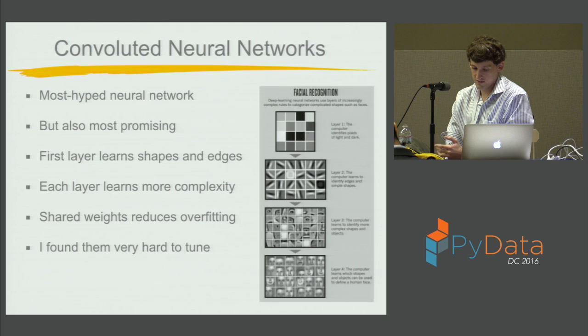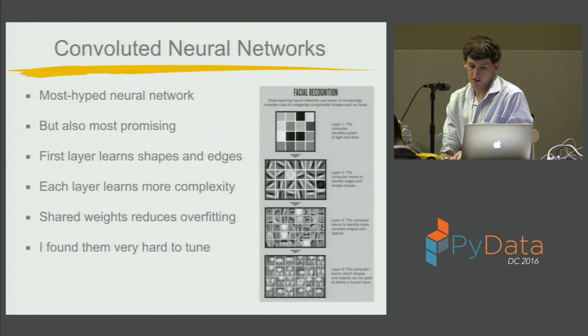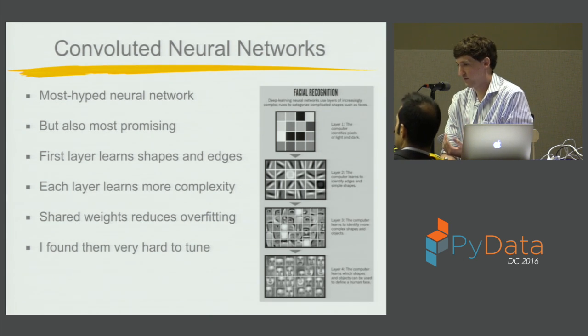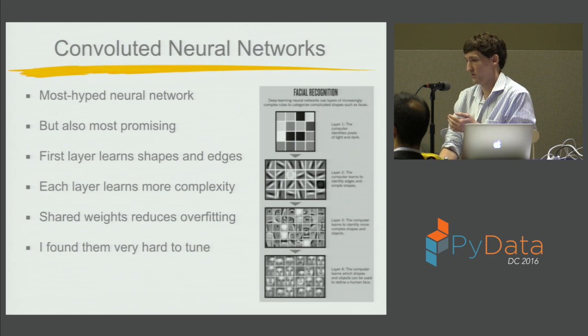Okay. They have a lot of connections, and that can lead to overfitting. In my case, I found using TensorFlow that the API is not so hard to use, but the convolutional neural network itself is very hard to tune.